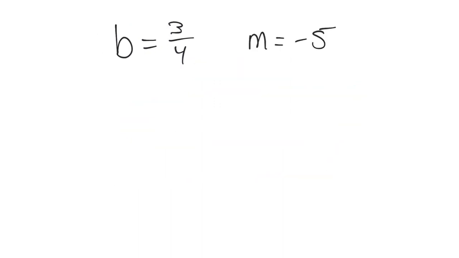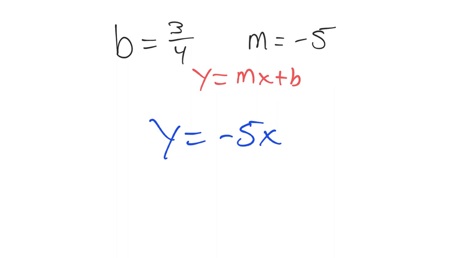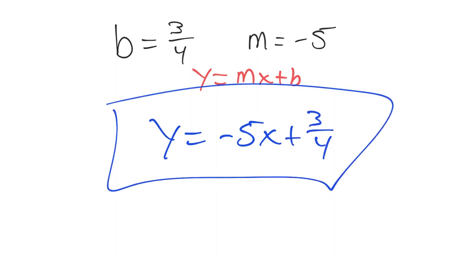Next, we have an m and we have a b. Even though the b is first in my information, don't forget, if you need to, write down y equals mx plus b. So we get y equals the m, which is -5, times x, and the b is 3/4. So y equals -5x plus 3/4.